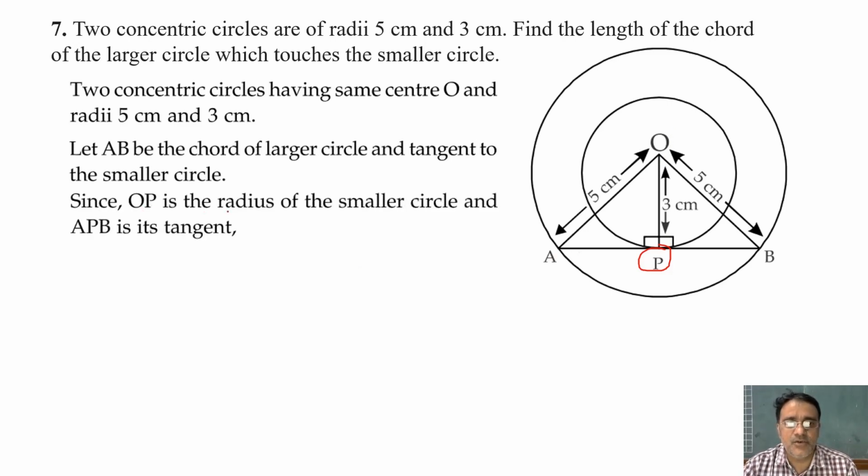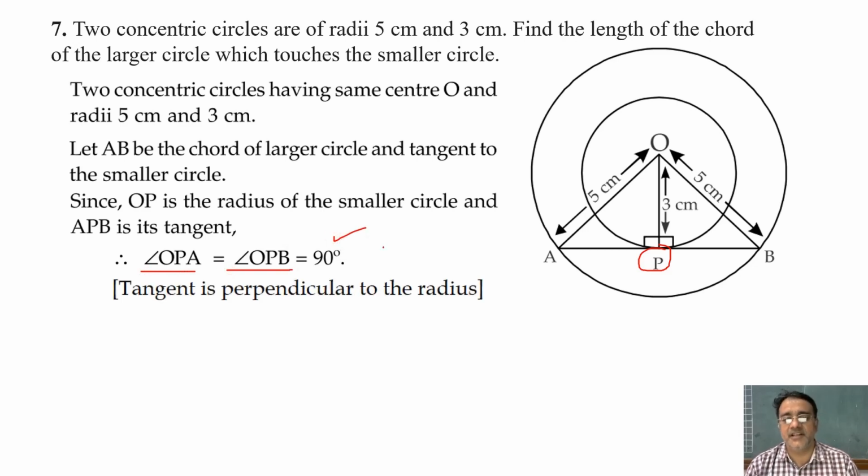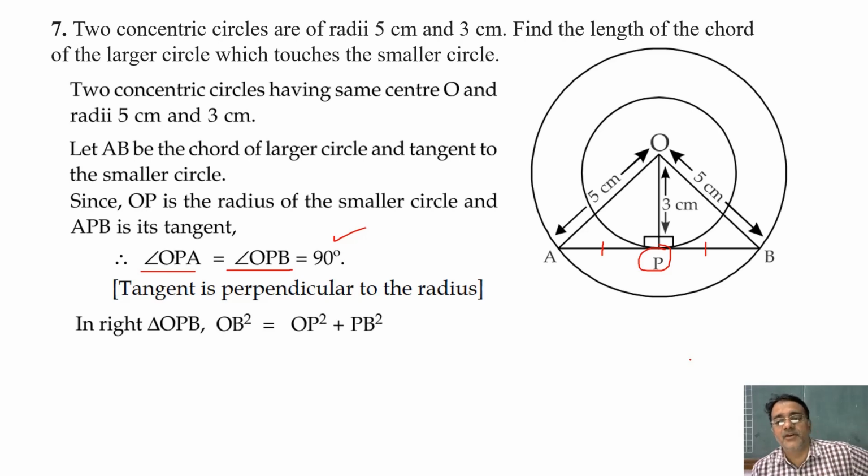Okay, since OP is the radius of the smaller circle and APB is its tangent, therefore angle OPA, angle OPB both are 90 degree. Why? Because tangent is perpendicular to the radius. One more property we have studied, that a perpendicular drawn from the center to the chord bisects the chord. So if you use that property, we can say that AP is equals to BP or AB is 2 times of AP. So first we will find AP. AP or BP, we can find any one of them.